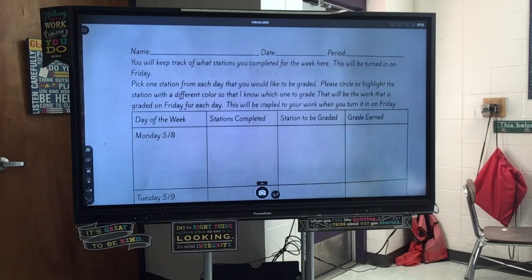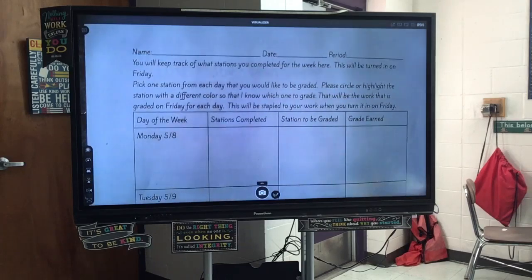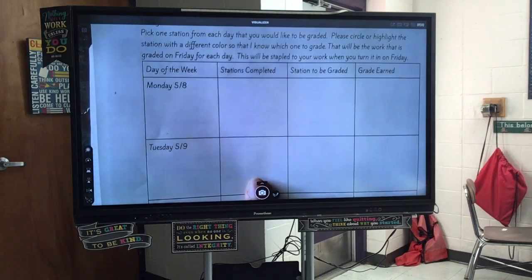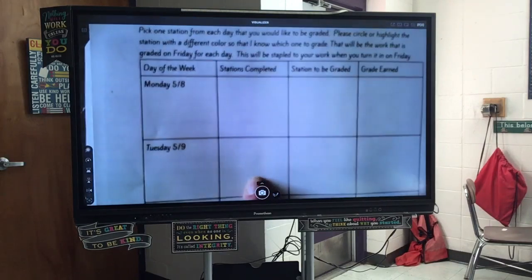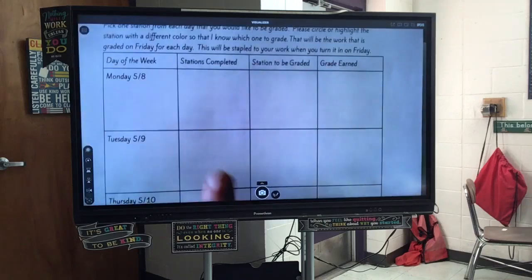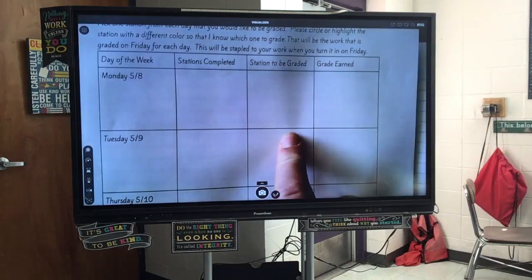And so Monday is going to be null and void because we didn't do it yesterday. So Tuesday, you're going to write all the stations that you rotated through or got to today. Might only be 2, just depends on how long it takes us to get through the other stuff. Then you're going to circle or highlight whichever station you want graded, and then you're going to rewrite that title.